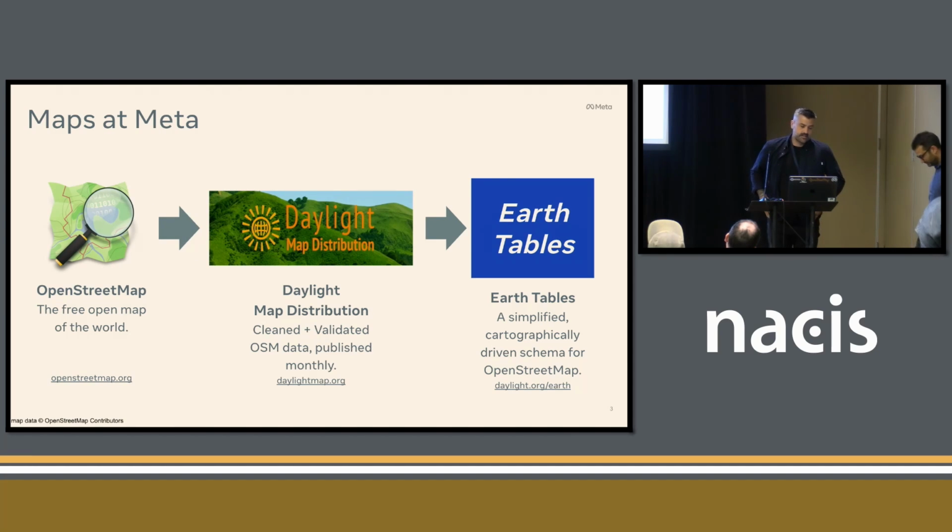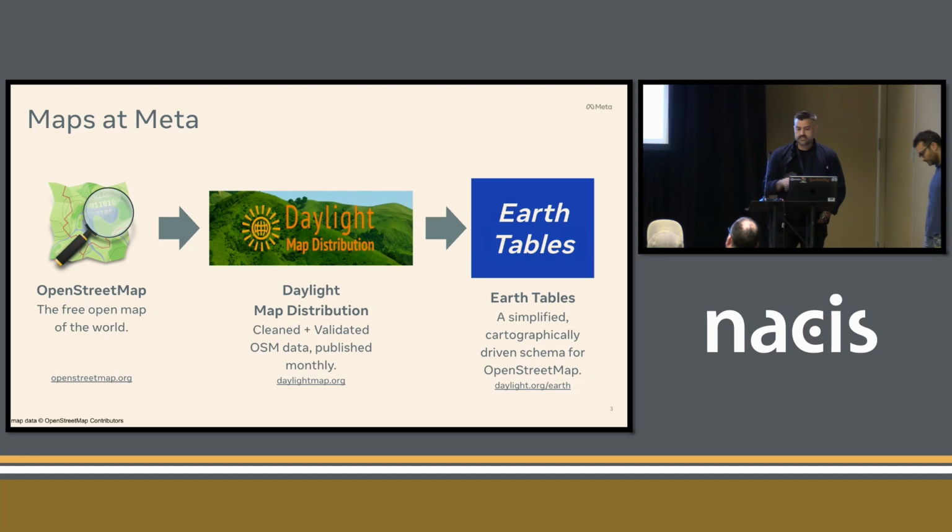The majority of maps at Meta start with OpenStreetMap. So we take raw OpenStreetMap data and we turn it into this Daylight map distribution, which is a very clean, validated copy of OSM that also includes little sidecars, like buildings from Microsoft, or it might have additional translations provided by another partner. This is just raw OSM data. It's just a lot better. It's clean. There are no geometric errors, things like that might be in the source data.